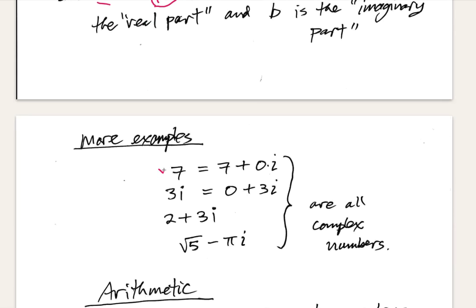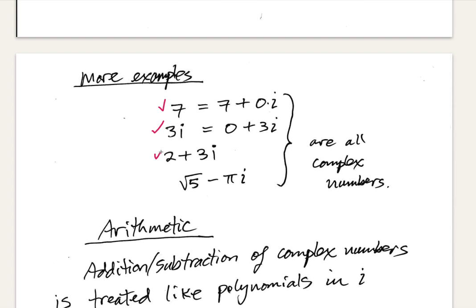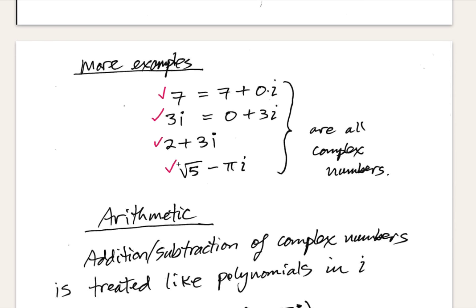We already had this one. 7 is 7 plus 0i, showing that every real number is also a complex number. A pure imaginary number here, 3i, is 0 plus 3i. So if you forced a real part onto it, you could do that. It's kind of a waste of time usually, but we would go 0 plus 3i if somebody asked us to. 2 plus 3i would be a complex number with real part 2 and imaginary part 3. Square root of 5 minus pi i would have a real part of the square root of 5 and an imaginary part being negative pi.